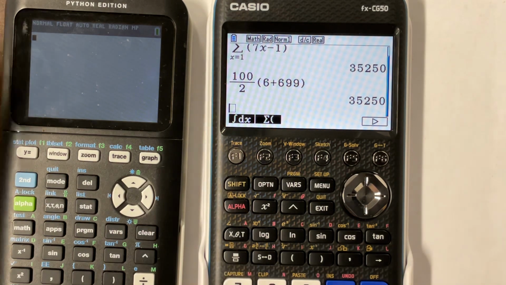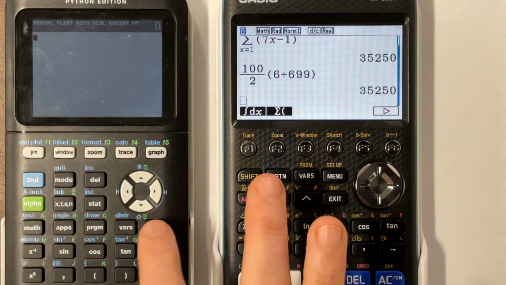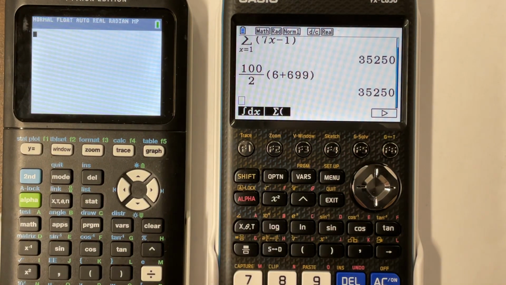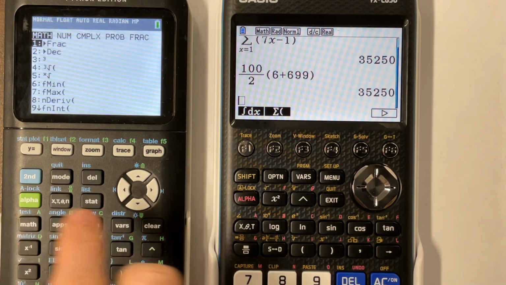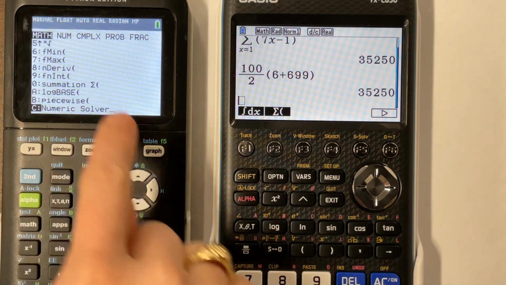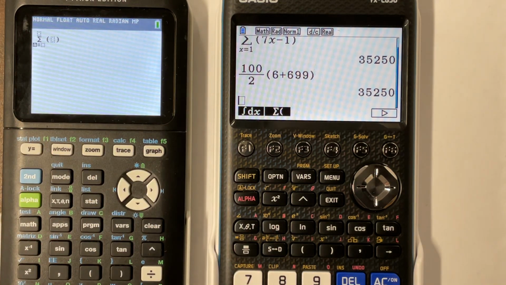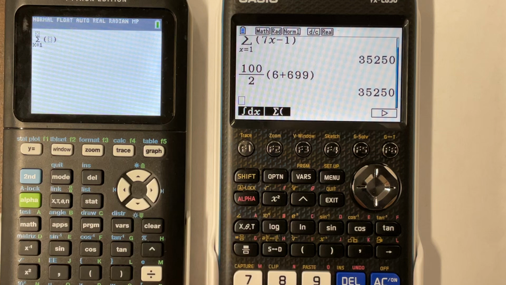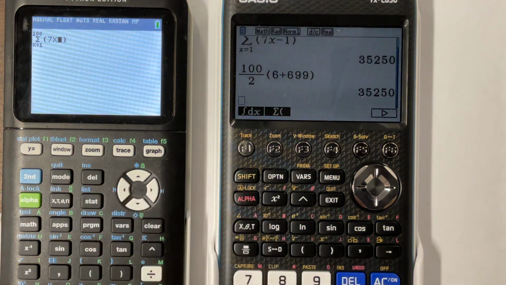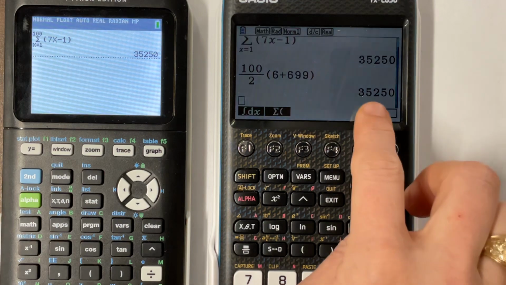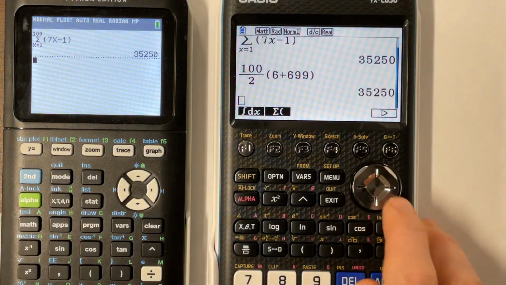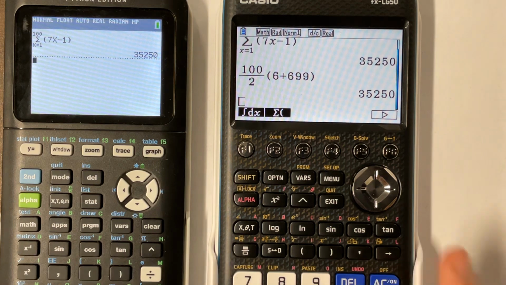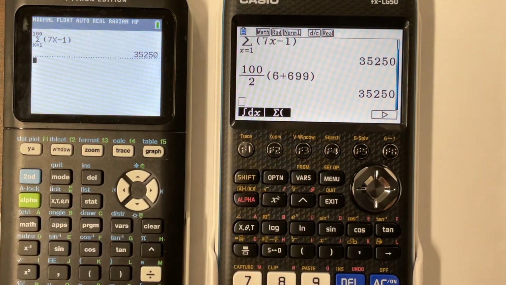On the TI, I used to be an expert at TI, and now I'm a little out of practice, but we go to math, and then we can come down here to summation. I think it's letter O or number 0. Here you type in x goes from 1 to 100 of 7x minus 1. And that should equal the same number. I think we do see that they're the same, 35,250. And there we go. So there is the summation notation.